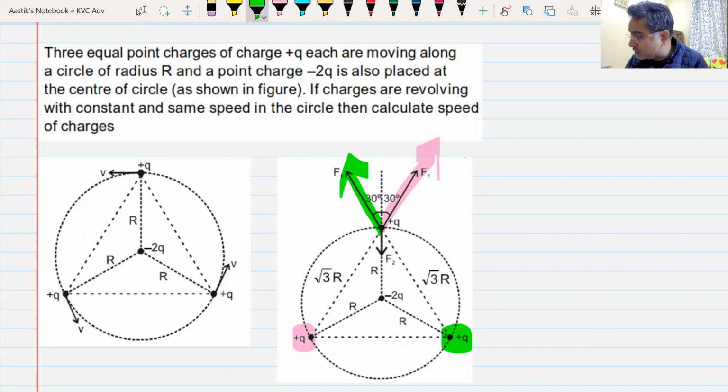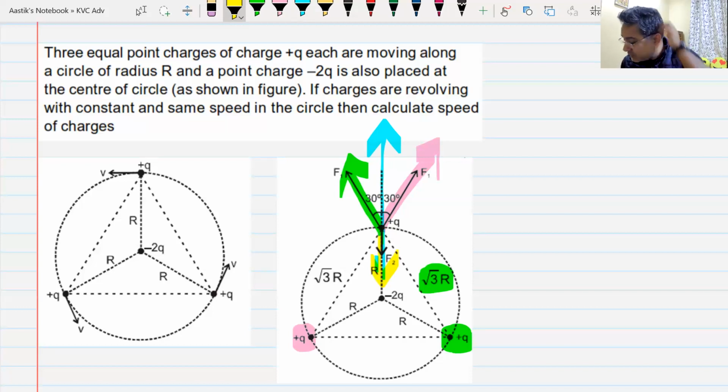We have just now calculated this force. The equilateral triangle will have a side length of root 3 r. Yes or no? Yes, sir. So you can calculate this net force. This net force will go in this direction. Yes or no? Yes, sir. This force minus this yellow force will give you m v square by r. Yes or no? Yes, sir. That's it. How much is the yellow force?